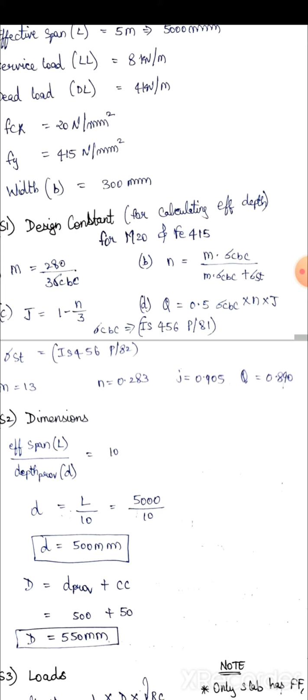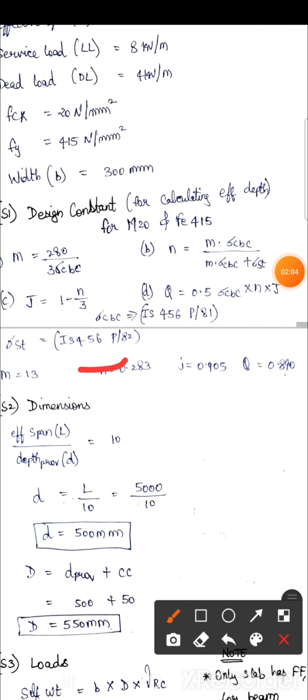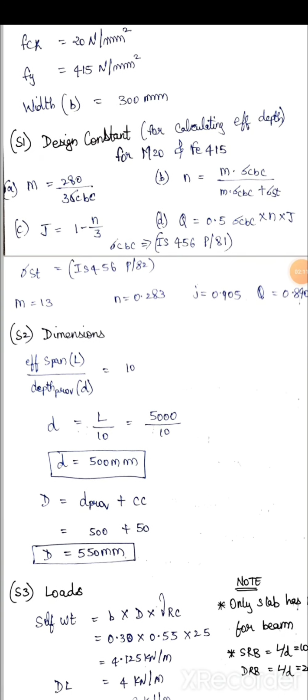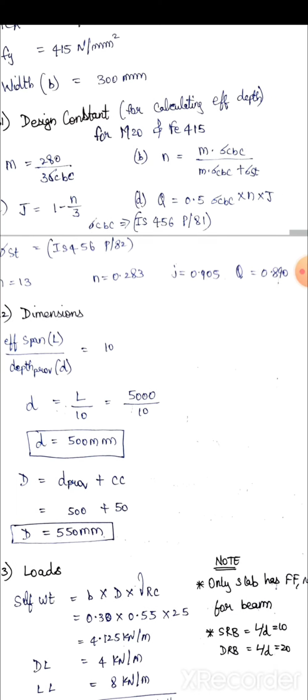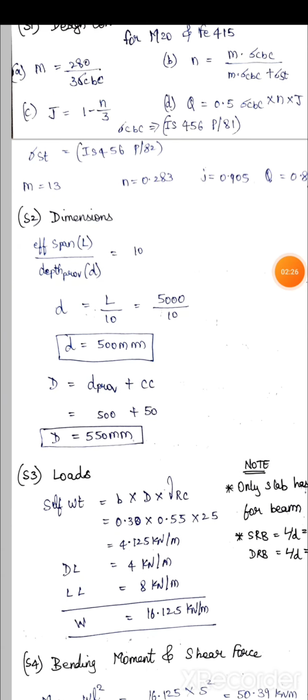So the sigma CBC value is in IS456 page number 81 and sigma ST value is in IS456 page number 82. Referring to this, the answer is M equal to 13, N equal to 0.283 and J equal to 0.905, Q equal to 0.890.